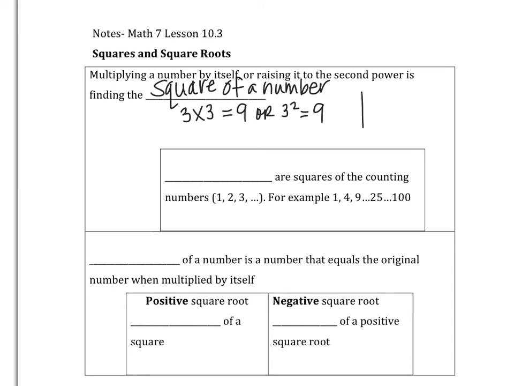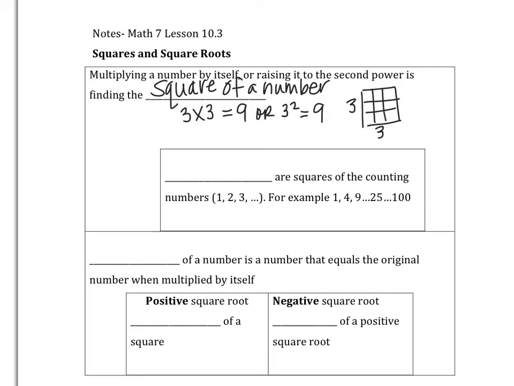What that looks like is this. If you have a square and each side is 3, then the square of that number is going to be 9. That means the area has 9 squares in it.